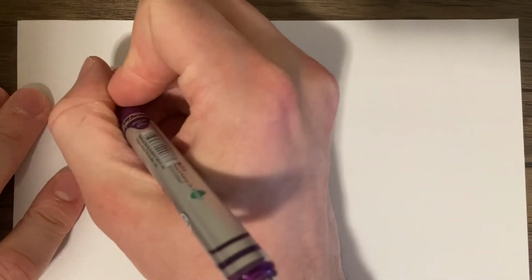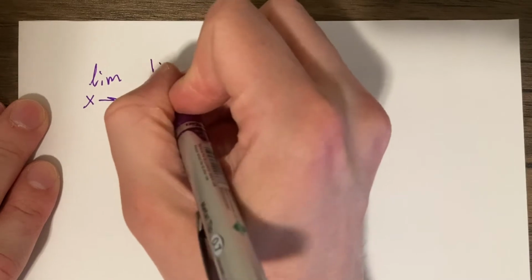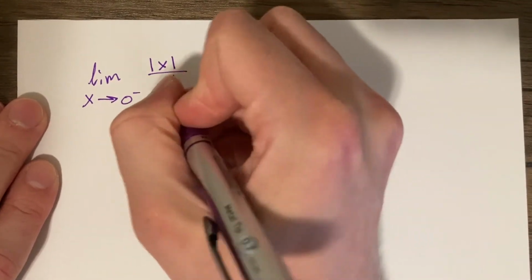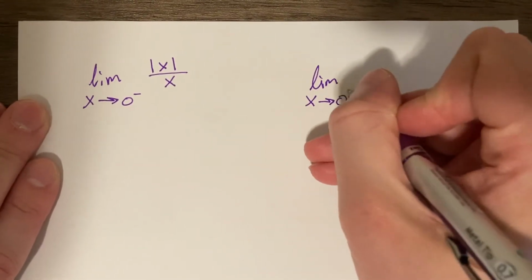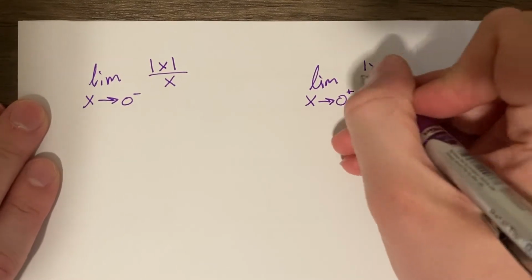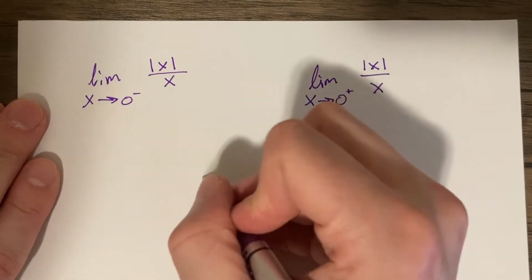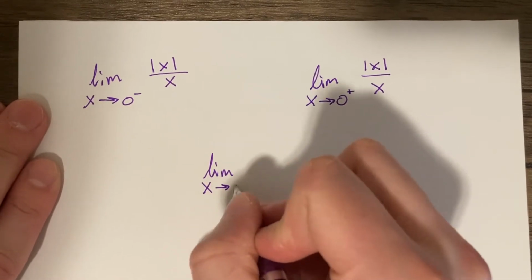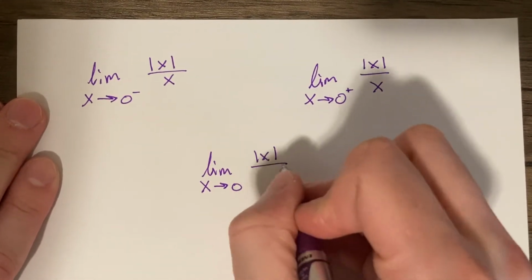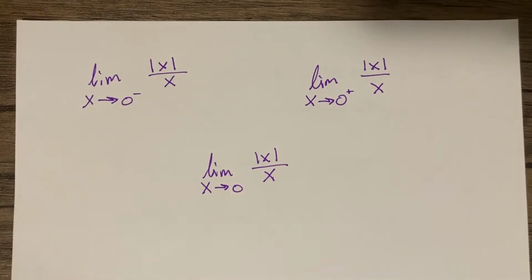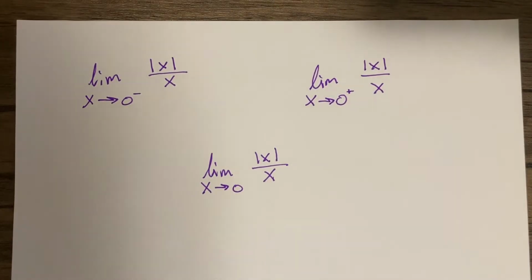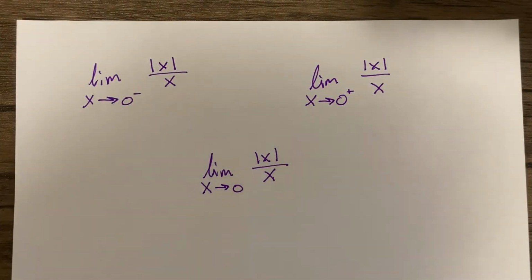So next set of problems. The limit as x approaches 0, it's the left-sided limit approaching from the left, of absolute value of x over x. And we're going to do some comparison again on this one. We're going to find the left-sided limit, the right-sided limit, and the two-sided. Okay, so same function between those three. Absolute value of x over x from the left, from the right, and the two-sided.